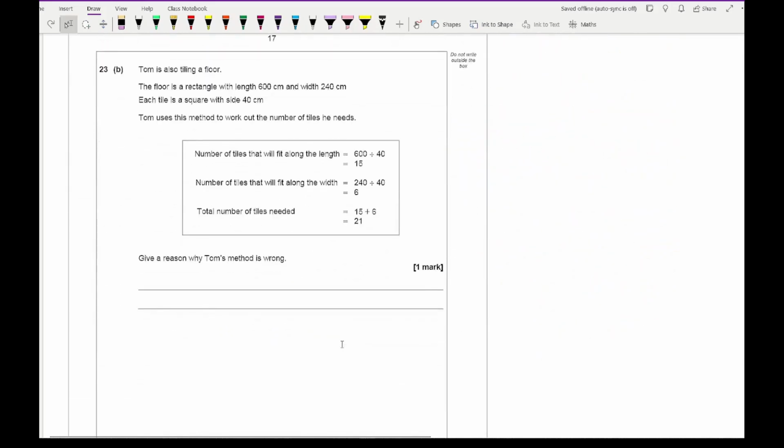So question 13b says Tom is also tiling a floor. The floor is a rectangle with length of 600 centimeters by 240 centimeters. Each tile is a square of 40 centimeters. Tom uses his method to work out the number of tiles that he needs, and you can see from his working out what he's done. And the question says, give a reason why Tom's method is wrong.